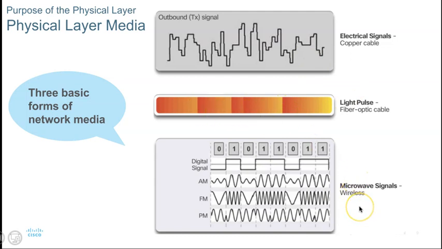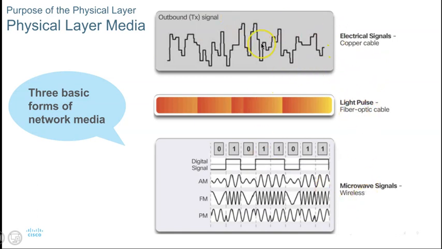And there's all the way down microwaves, and this is when you're using Wi-Fi. So it is really extremely important to understand it is the physical layer that takes the binary number at the last stage and converts it to either electrical, light, or microwave.